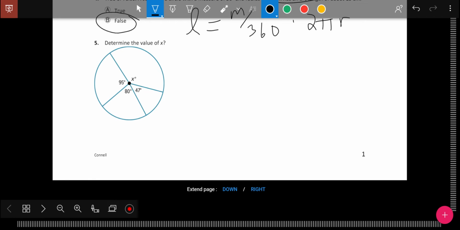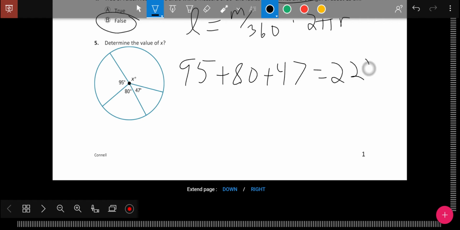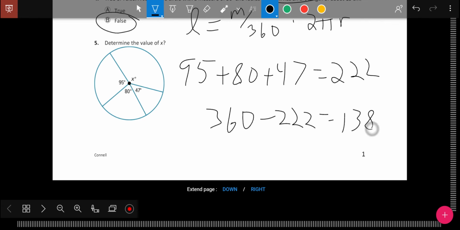And here the whole thing's 360. So first I want to add up 95, 80, and 47. And so I do 95 plus 80 plus 47. I get 222. And then I do 360. You subtract that. And so 360 minus 222 is 138.